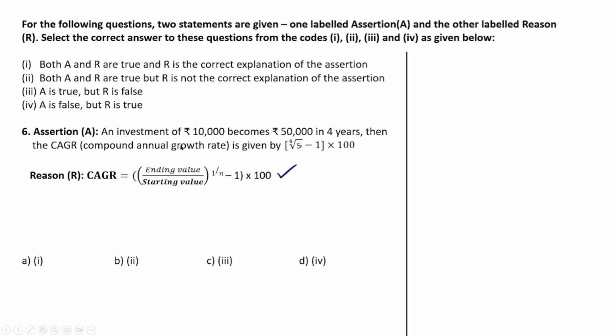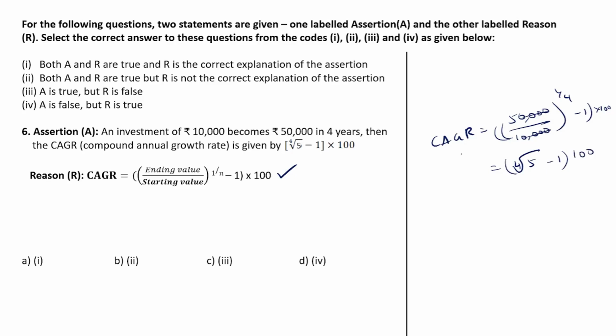The assertion is, it is given the starting value is 10,000, ending value is 50,000, time period is 4 years. So the compound annual growth rate is given by 50,000 upon 10,000, the whole raised to 1 by 4, minus 1 into 100. So this is 5 raised to 1 by 4. It is 4th root of 5 minus 1 into 100. So the assertion is also true. Here both A and R are true, and R is the correct explanation of the assertion. So the correct option is option A.